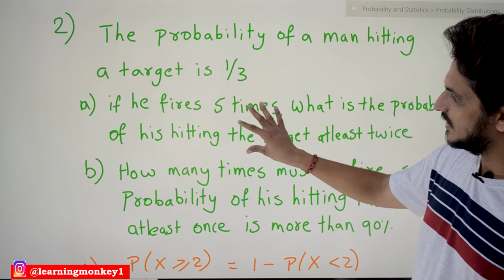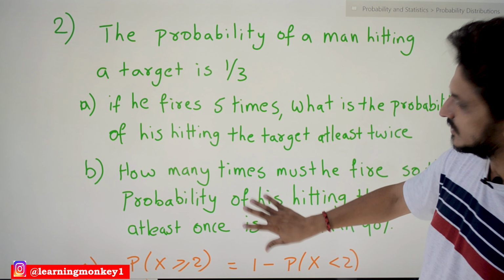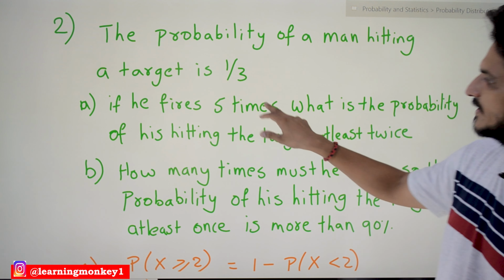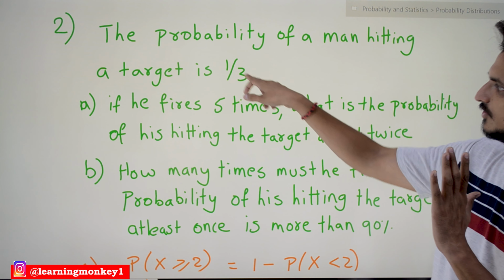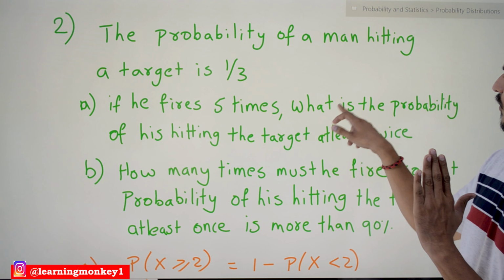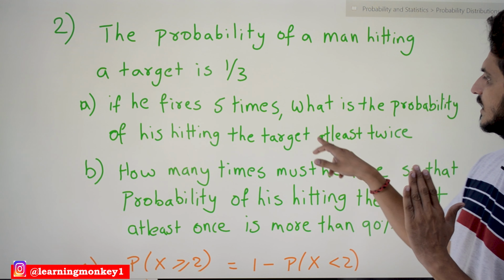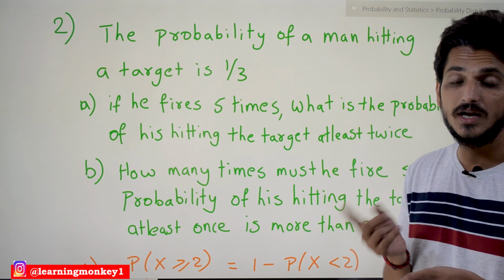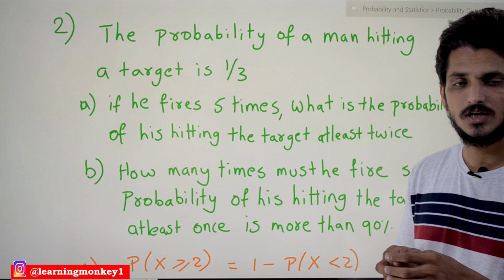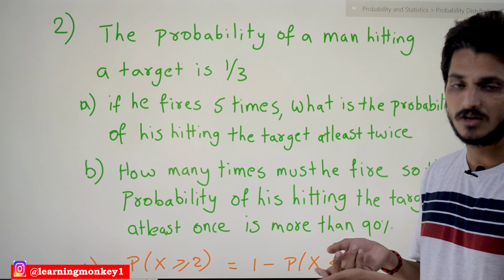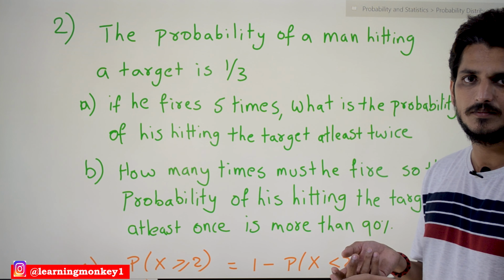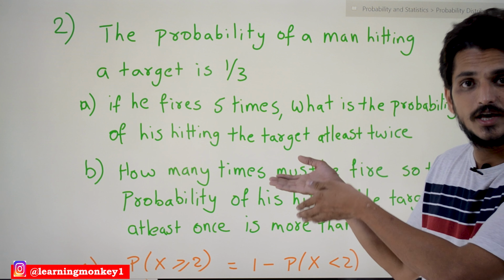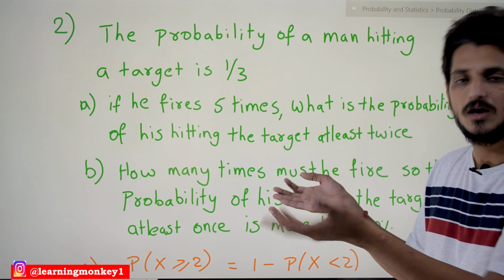First question is very easy. You have to concentrate much on the second question. If he fires 5 times, probability value is given. What is the probability of hitting the target at least twice? These are independent events. Yes, shooting 1 time is independent of shooting the second time. And it is a Bernoulli experiment. He may hit or he may miss.